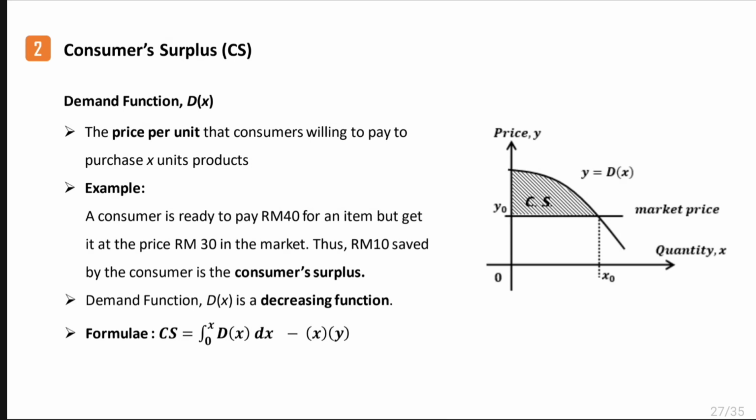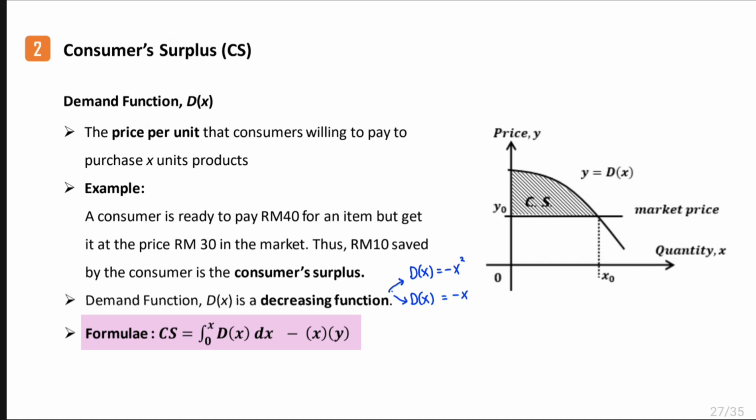And the demand function, D(x), is a decreasing function. The demand function involves either a quadratic function or a linear function. The formula to find consumer surplus: we integrate from 0 to x the demand function, minus x times y. This diagram shows the graph for consumer surplus. Consumer surplus just uses the area in the first quadrant.